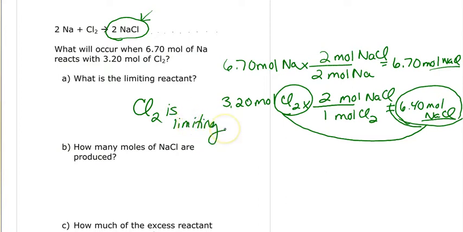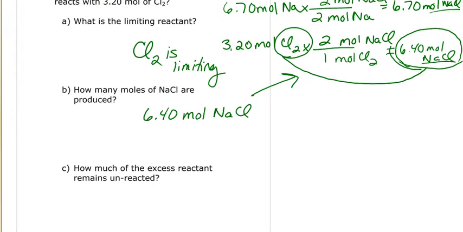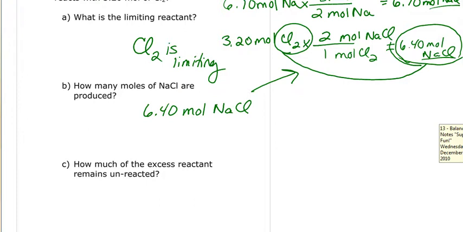It is limiting the amount of product that I can make because this is the smaller number of moles than this. So my answer to letter B then, I've already done my work for. How many moles of sodium chloride are produced? Well, that would be 6.40 moles of sodium chloride. I've already done my math there to start. Beautiful, right? Last thing is to figure out my excess amount of my excess reagent.